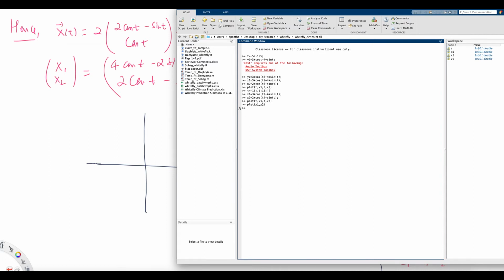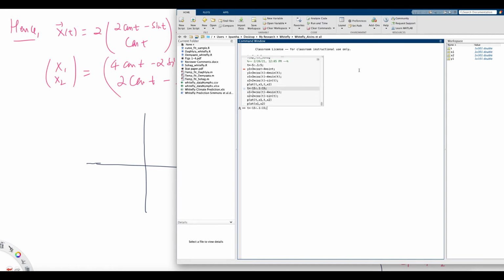What I did here is I took t equals negative 15 to 15, and I defined x1 as 3 cosine t minus 4 sine t, and x2 as 2 cosine t minus sine t, and then I'll just plot t versus x1 and t versus x2. I'm just plotting both, okay? So what do you see here? Let me go over that.